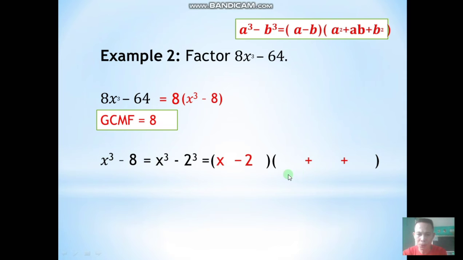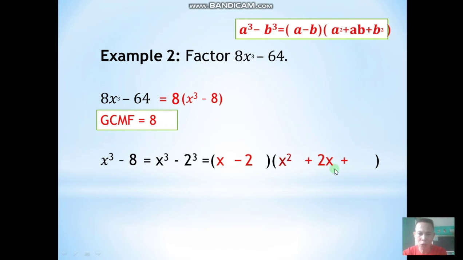And how to obtain the trinomial factor? First, determine the first term here. Just multiply the first term of the binomial by itself, and that is x squared. Then, obtaining the second term of the trinomial factor, just multiply these two terms in the binomial factor. So, x times 2 or 2 times x, that is 2x.